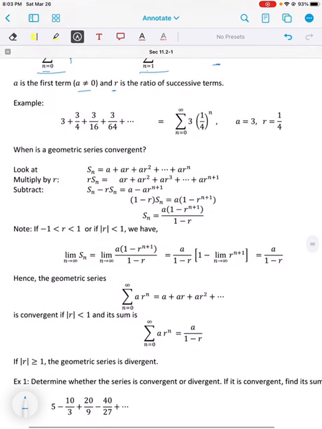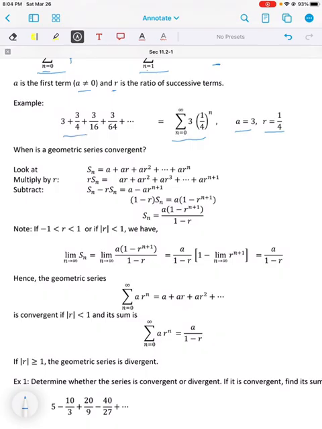So looking at one example, if you have 3 plus 3 over 4 plus 3 over 16 plus 3 over 64 plus dot dot dot, notice that this can be written in a compact form like this: summation n equals 0 to infinity of 3 times (1/4) raised to the power n, where a is 3 and r is 1/4. So this is what a geometric series is going to look like.